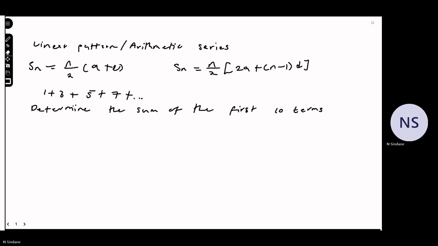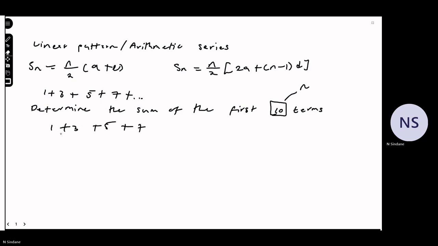Determining the sum of the first 10 terms means this represents the value of n, right? Now we can't use the first formula because we are not given the last term. If we were given the last term, they would write 1 plus 3 plus 5 plus 7 plus, and then maybe plus 21 here. That is how they represent the last term; 21 would be your last term, which you substitute into that formula. In this case we're not given the last term, so we're just going to use the second formula.